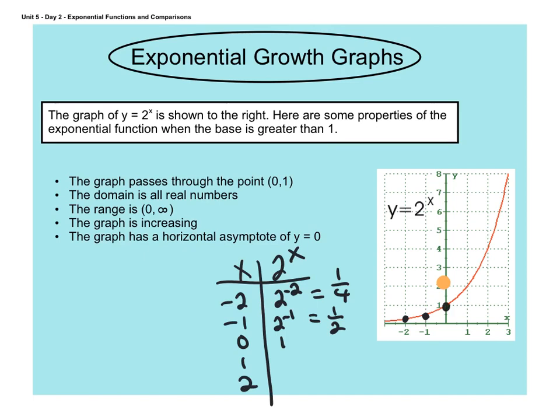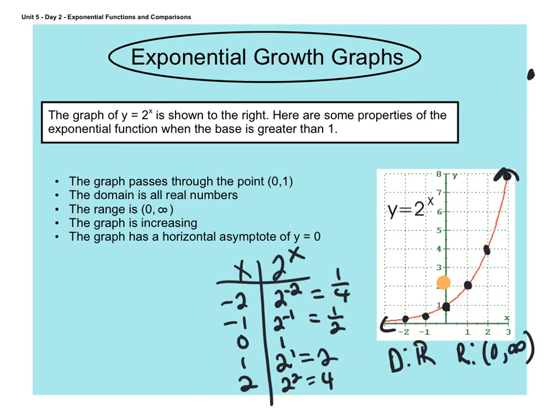All exponential functions go through 0, 1. That is always a point, unless there's a transformation. And then 2 to the first is 2, and 2 squared is 4, and 2 to the third is 8, and 2 to the fourth is 16. So you're multiplying by 2 over and over and over again, and it produces this graph, 2 to the x. The domain is all real numbers, and the range is 0 to infinity.